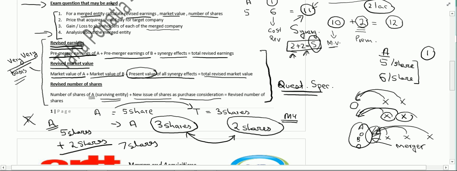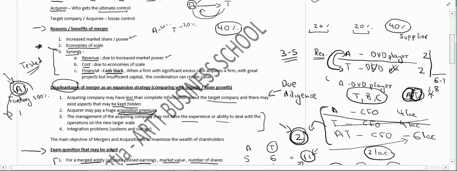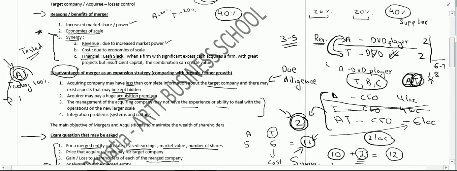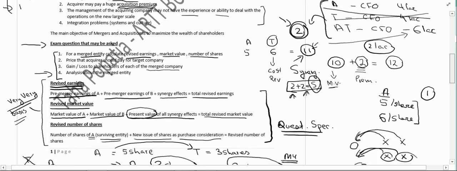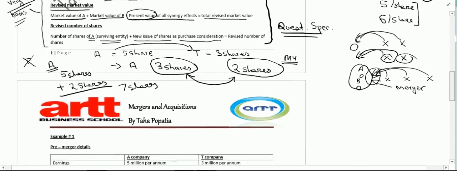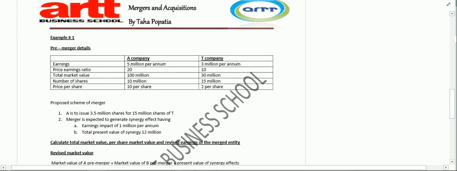So this is all about merger and acquisition, and we have discussed it in great detail. Let us now solve a very simple example. I repeat that this is a very important topic, and you can expect 15 to 20 marks from this topic in every BFD attempt.